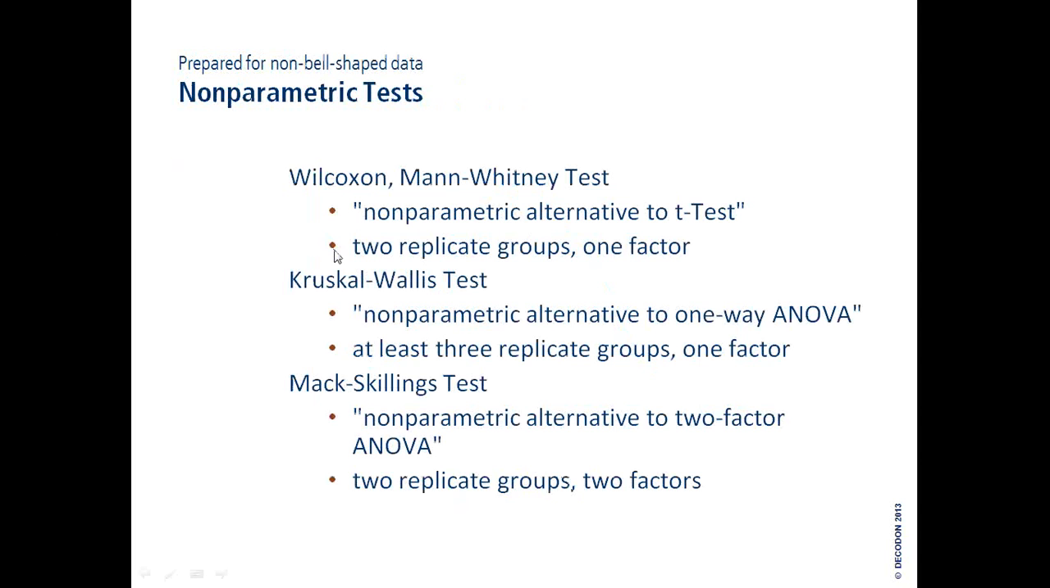Another alternative for non-bell-shaped data, or just not known how shaped data, are non-parametric tests. For example, Wilcoxon-Whitney, Kruskal-Wallis, Max-Killing's test. They are alternatives to the t-test, ANOVA, or two-factor ANOVA, respectively.